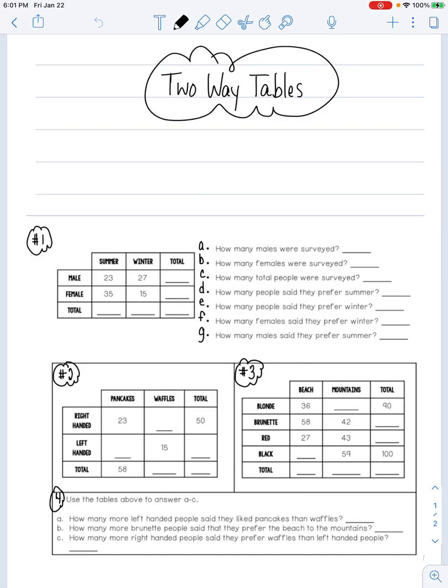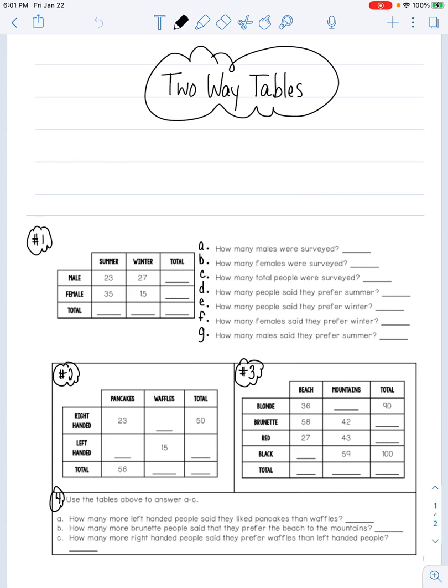Okay guys, today we're going to take a look at two-way tables. Before we actually get into the lesson, I'd like for you to pause your video and copy everything that you see. Now that you've gotten everything copied, or you could have printed it, let's talk about what a two-way table is.